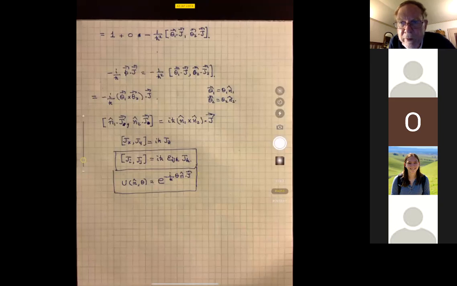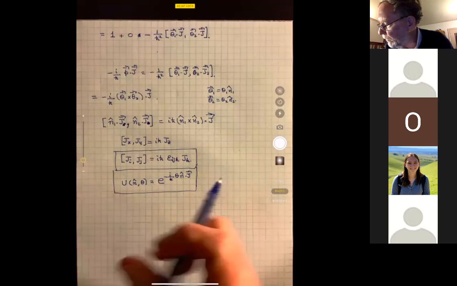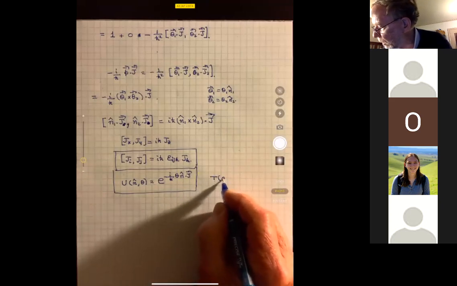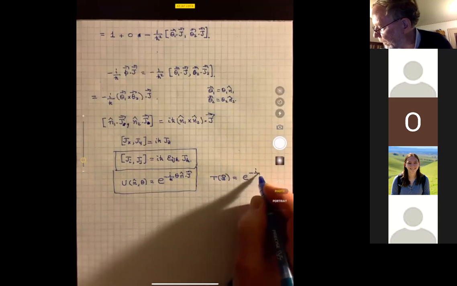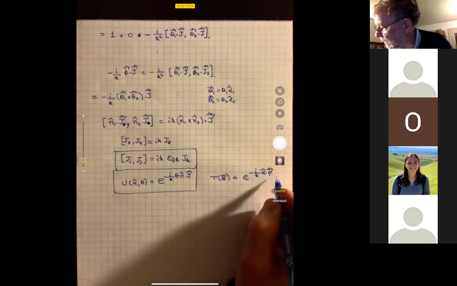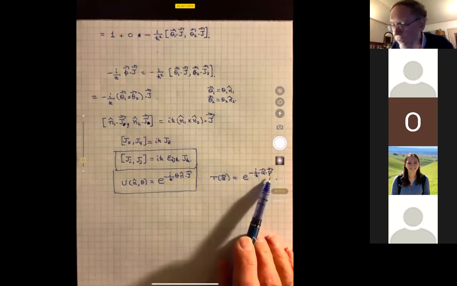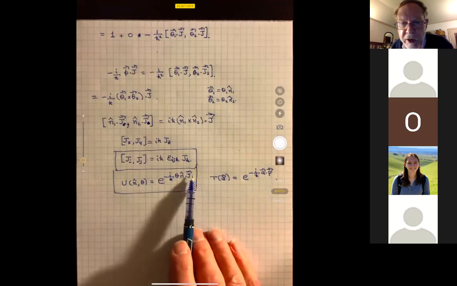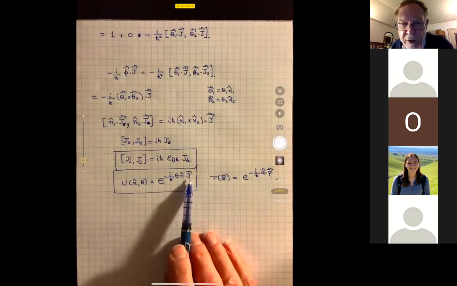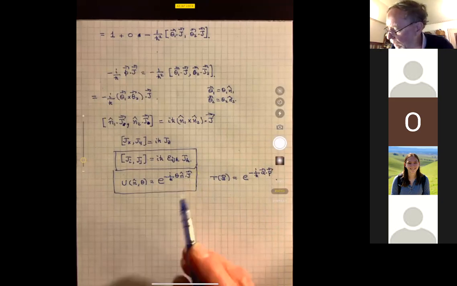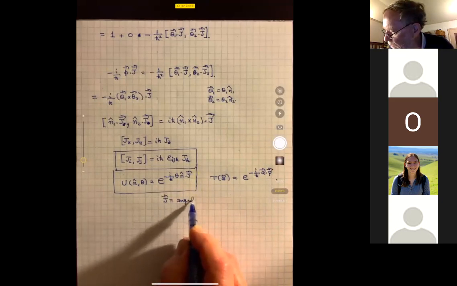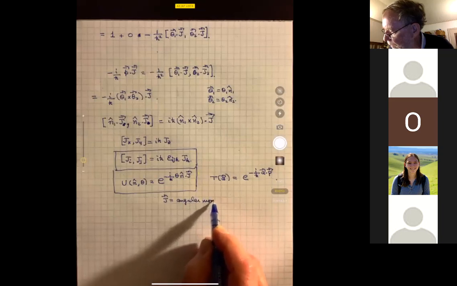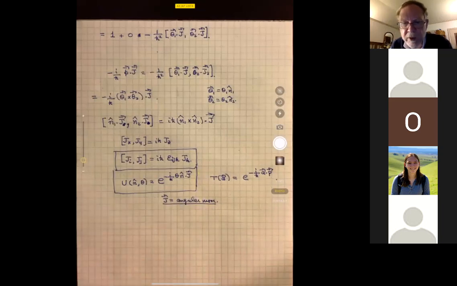I think if you remember what we did with translations, I had a translation by a displacement, let's call it a. This was equal to e to the minus i over ħ times the vector a dotted into the momentum vector. So as we say, the momentum is a generator of translations, and here you can see that J is the generator of rotations. We define, by definition, that J is the angular momentum of the system. The angular momentum, in effect, is defined as the generator of rotations.